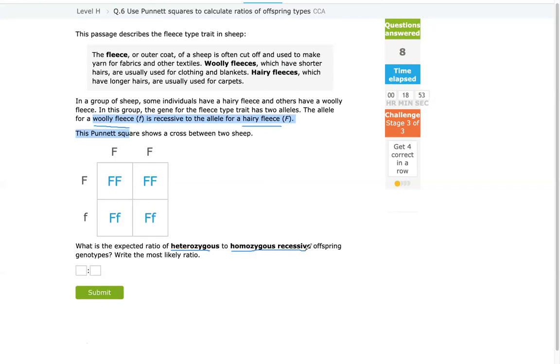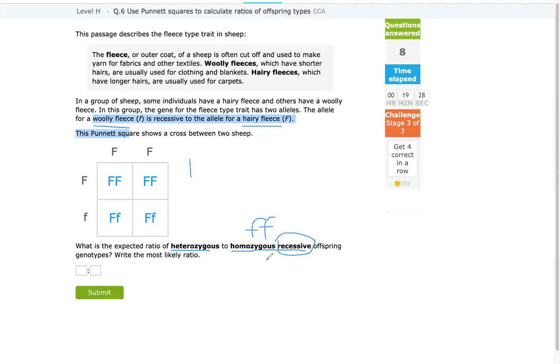What is heterozygous? Heterozygous is two that are different. So what letters would that be? The capital F and the lowercase f. What is homozygous recessive? The homozygous recessive is two lowercase f's. How many of those do we have? Y'all keep saying two.